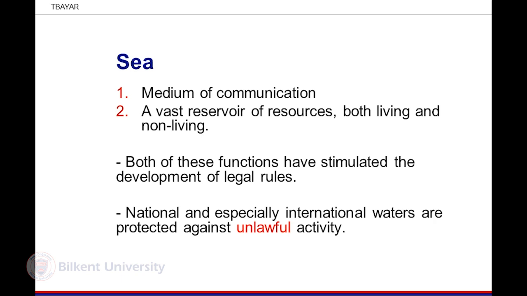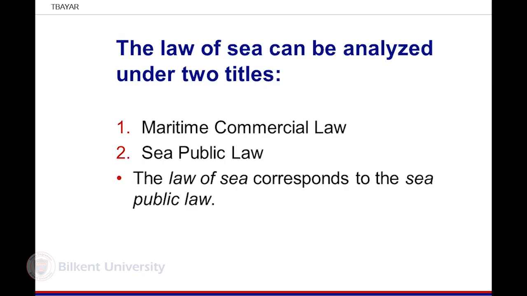Secondly, transportation and communication is also generated through seas and oceans. This is the second importance for international law. International legal norms are established because of those importances. International law takes care of sea public law, so how states interact with each other related to waters, international waters and national waters, and economic use of waters. Plus, free trade is at the moment a huge concept.